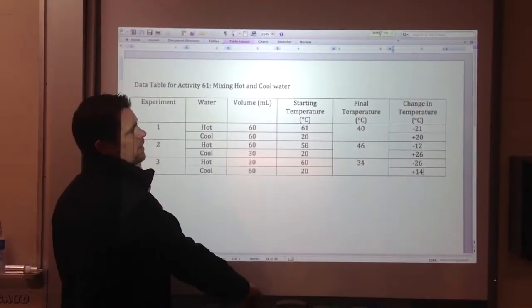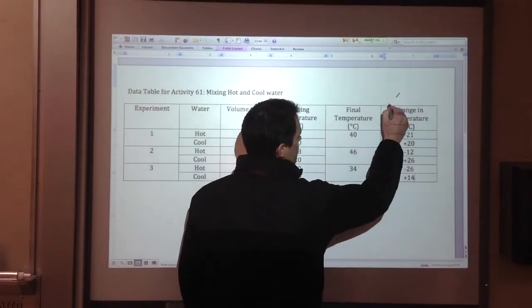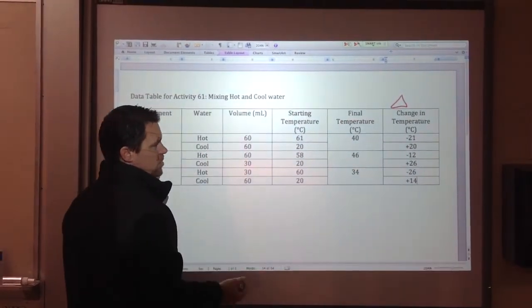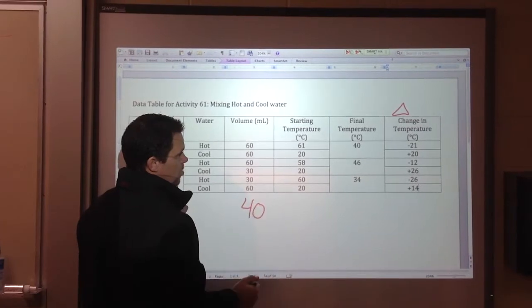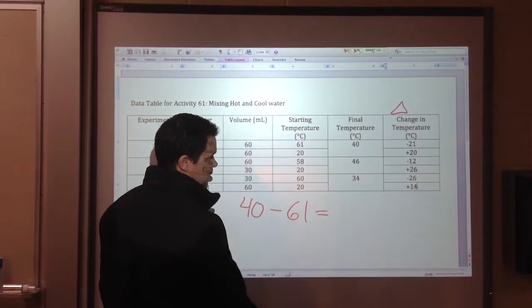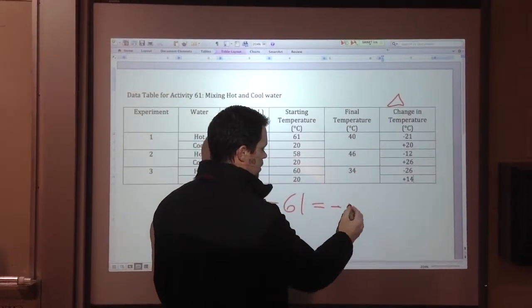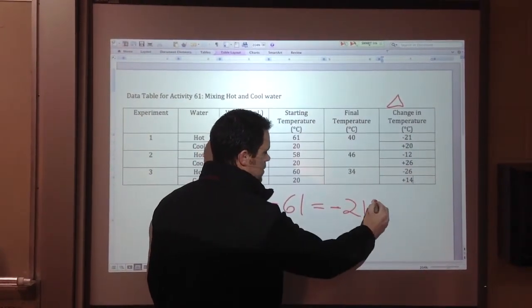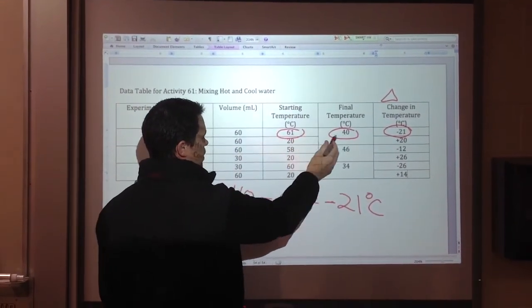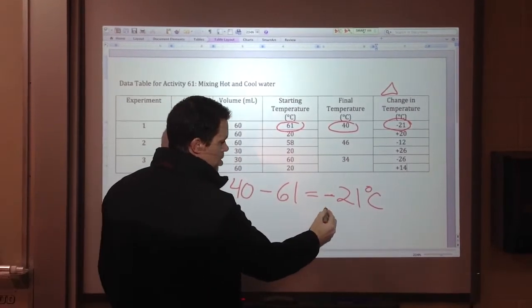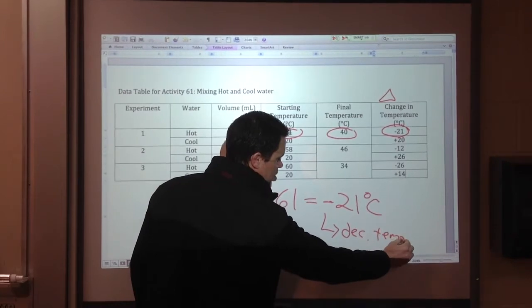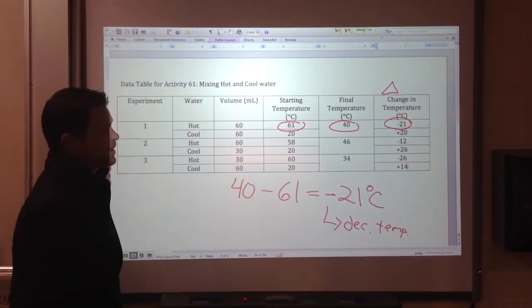Okay, so in order to find the change in temperature, remember delta meaning change in temperature, we're going to take the final temp, which in this case was 40 degrees, and subtract it from the starting temp, which is 61, which gets us an answer of negative 21 degrees C, which is where we're getting this information here. We subtracted 61 from 40 and got a negative 21, which means a decrease in temperature for that particular experiment.